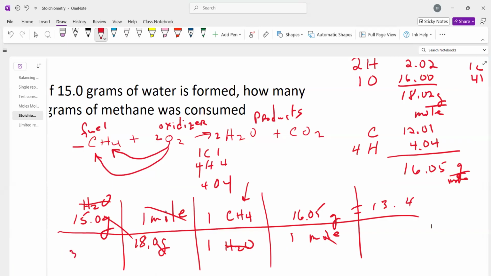Okay, so 3 sig figs, 4 sig figs. How many sig figs is that middle one, the 1 over 1? I'm sorry, what? Infinite, because it's exact. We're not measuring, we're just calculating.